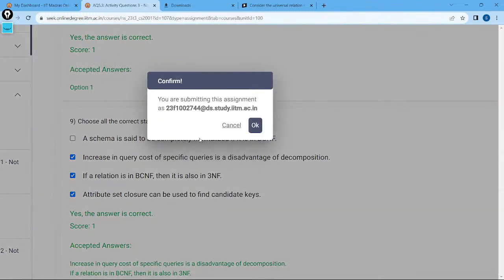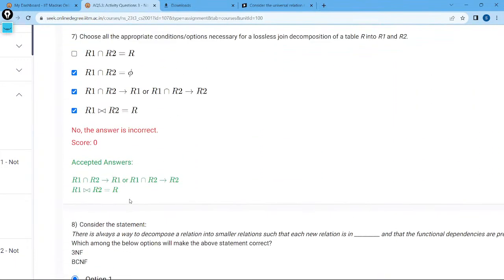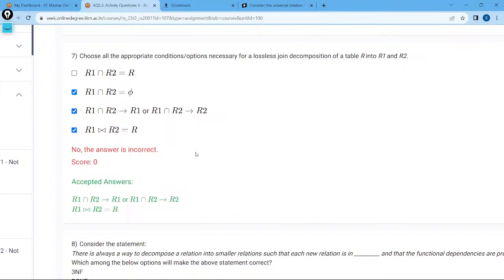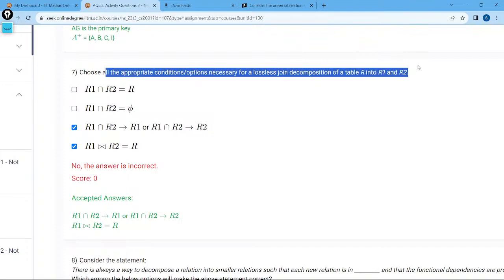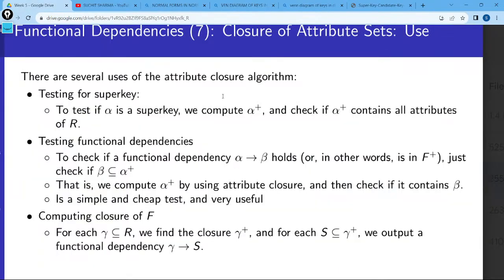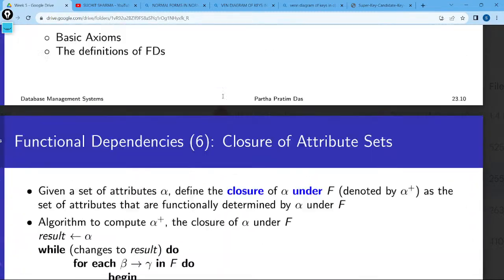Let's check how much. 8 out of 10. This is a real good score. Let's check where we went wrong. Okay, no. R1 intersection R2 should be null set. That was true. I don't think choose all the appropriate condition necessary for lossless join. I think we were correct here. Why are they telling us we are wrong?